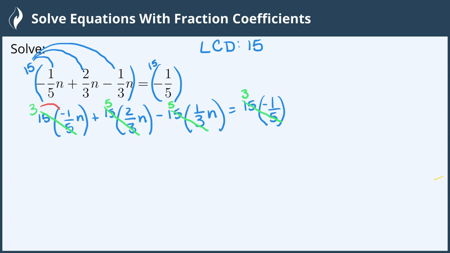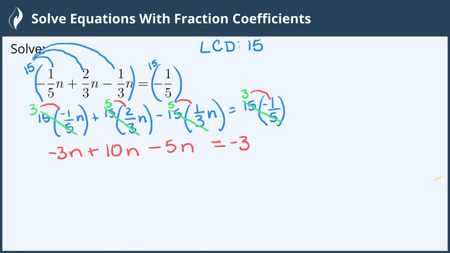So we just multiply all of the numerators together, and we're left with 3 times negative 1 is negative 3, don't forget the n, plus 5 times 2 is 10, don't forget the n, and 5 times 1 is 5 with an n, and on the right side we have 3 times negative 1, which is negative 3. This equation looks much nicer to go ahead and solve.